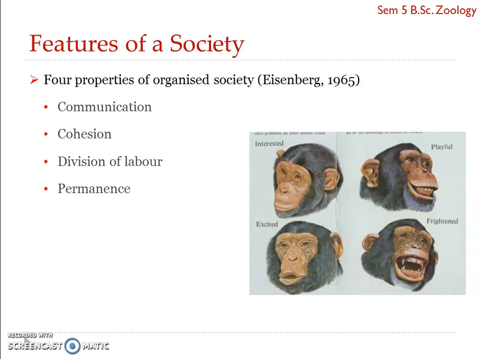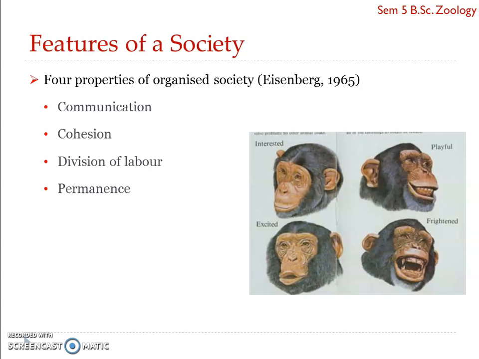Similarly, division of labor can be found most conspicuously in some social insects such as honeybees, termites, and ants. In a colony of bees, there is one queen, a few drones, and workers. Similarly, termites have a caste system similar to the bees. We'll be learning it in detail in the coming presentations.